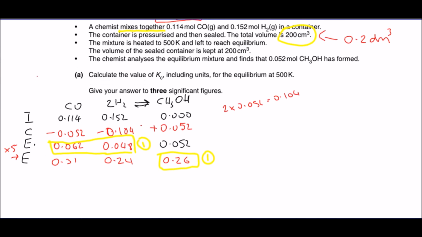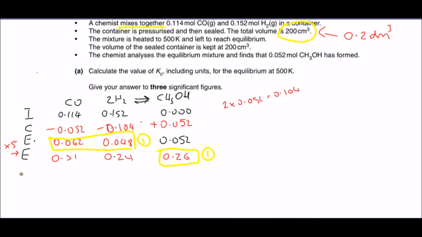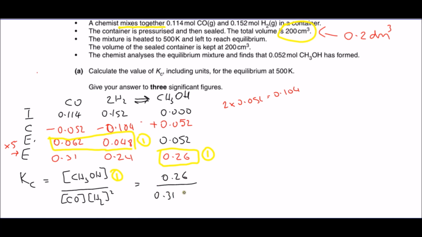Okay, so if we're doing ICQ, then the next thing in the process is to do KC. So we do products over reactants. And we get 1 mark for writing out our expression. And then we're going to substitute those numbers in. So 0.26, 0.31 with carbon monoxide, and 0.24 for the hydrogen must be squared. And that gives us an answer of 14.6. That's the 4th mark. And then we've got to do units.